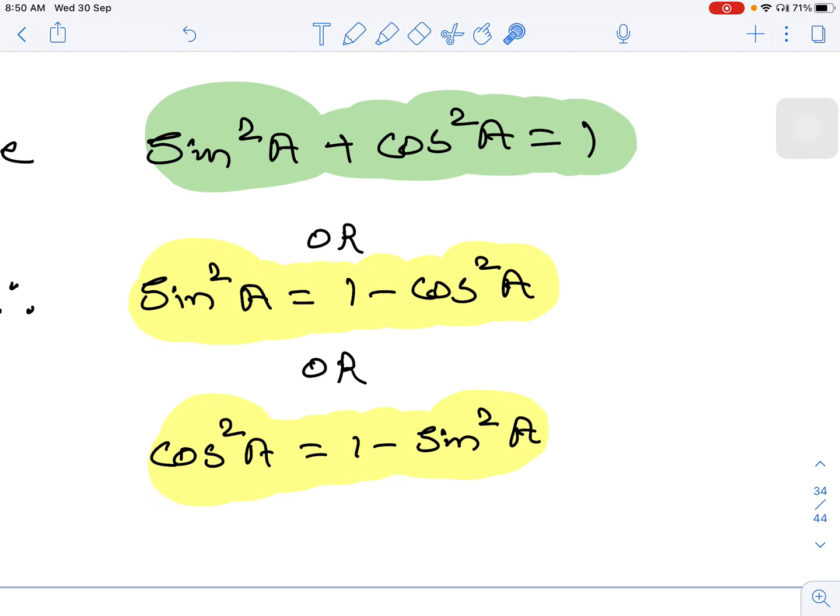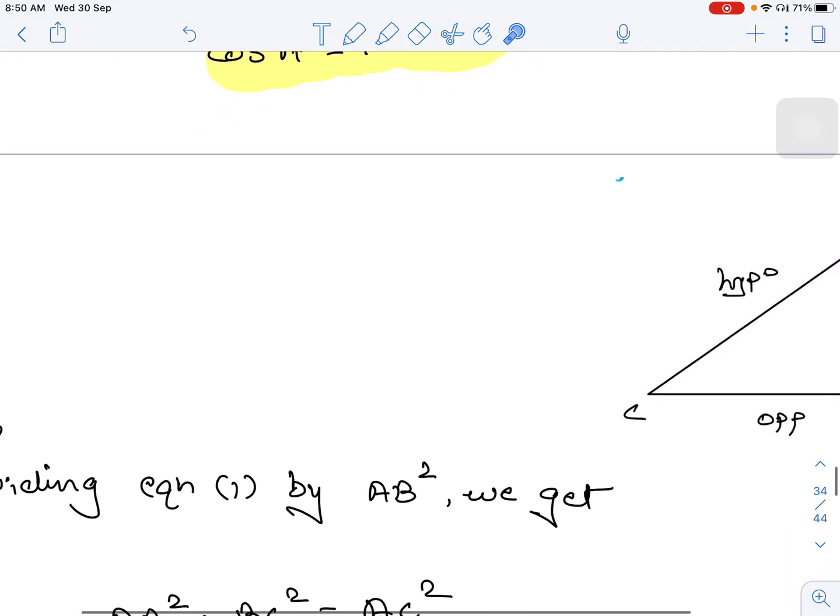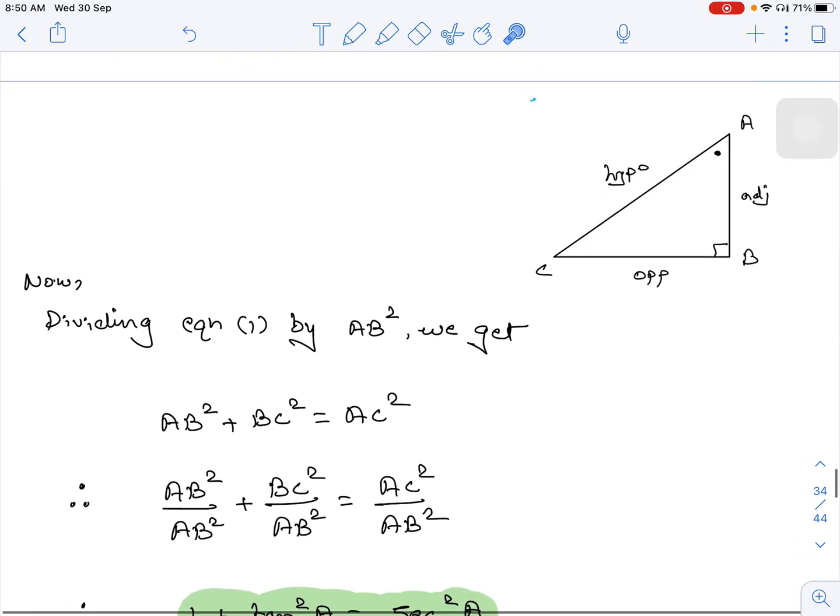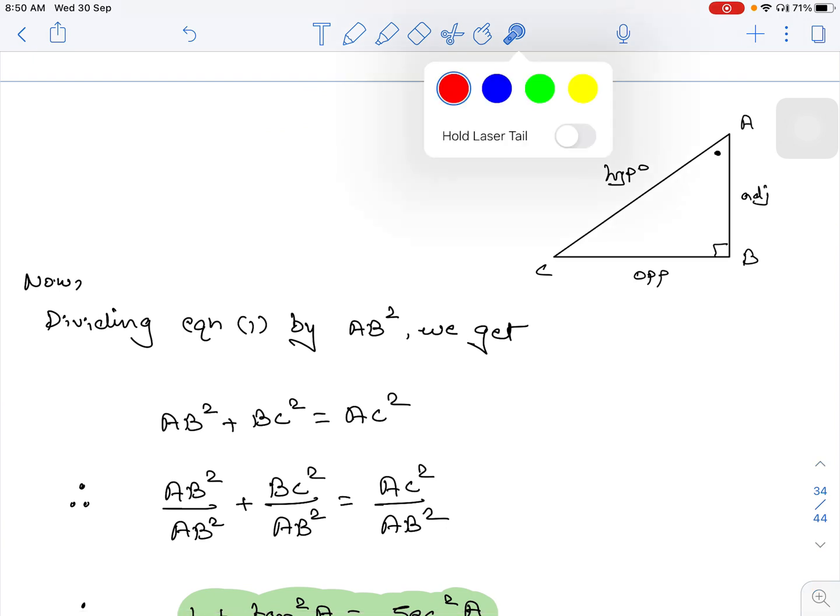Now let us proceed towards the next part. Now again consider the same triangle, that is our triangle ABC. For angle A, BC is the opposite side, AB is adjacent, and AC is hypotenuse.